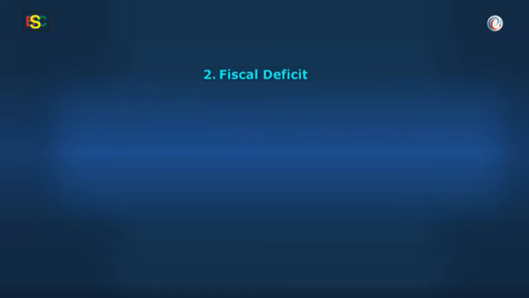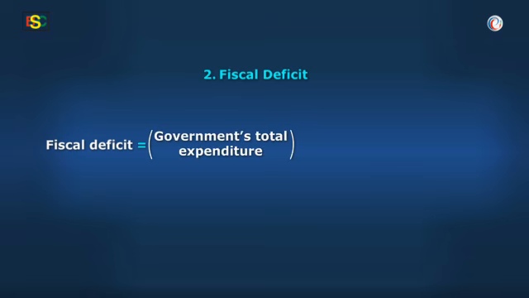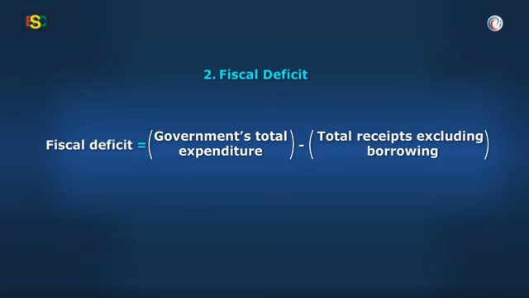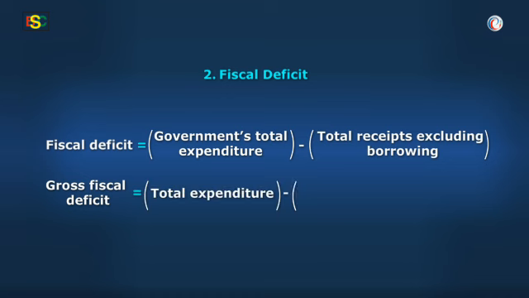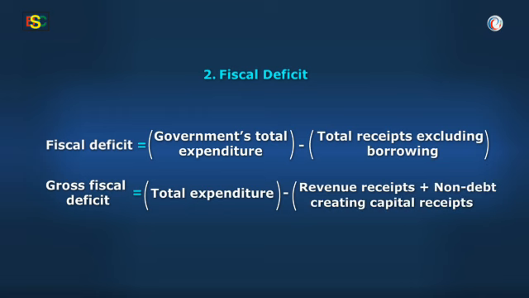Fiscal deficit. Fiscal deficit is the difference between the government's total expenditure and its total receipts excluding borrowing. Gross fiscal deficit is equal to total expenditure minus revenue receipts plus non-debt creating capital receipts.